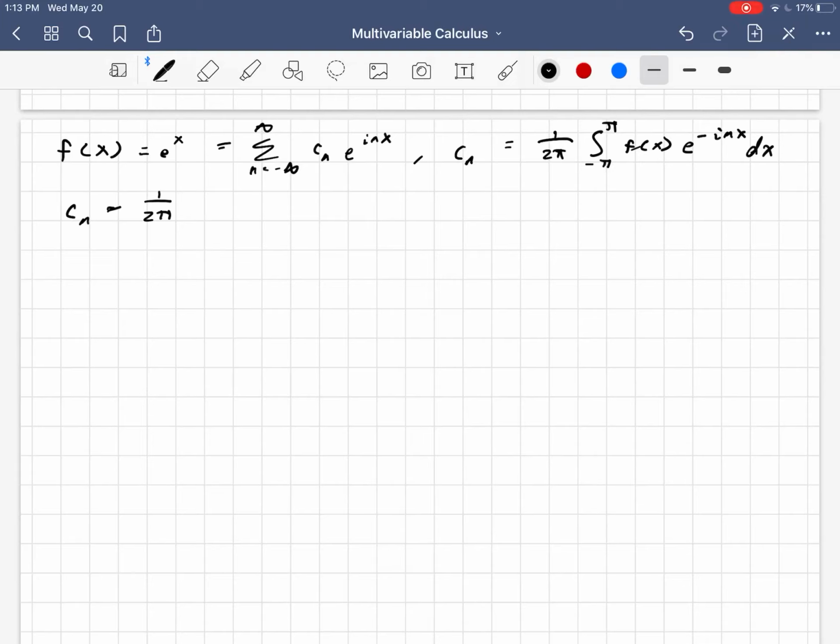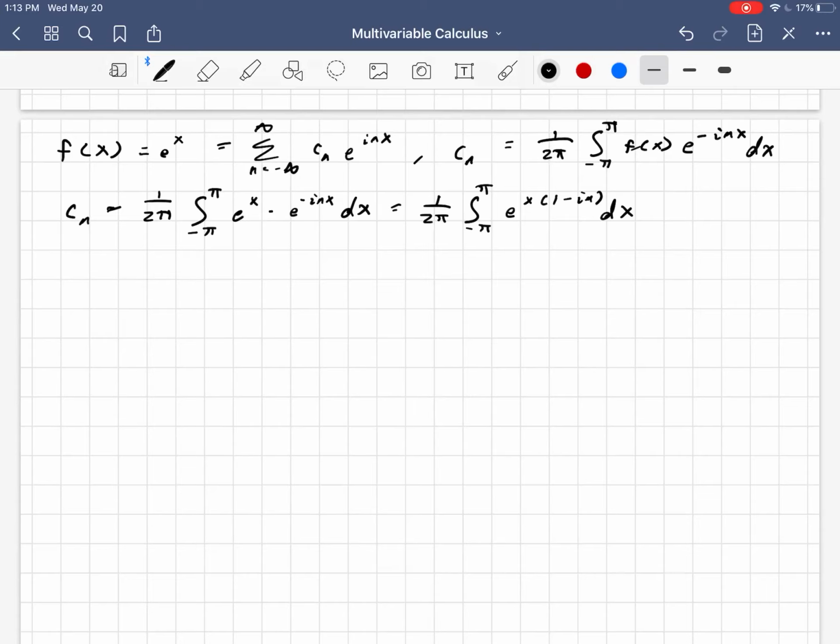So c sub n is 1 over 2 pi times the integral from negative pi to pi of f of x, which is e to the x times e to the negative i n x dx. And I can write that as 1 over 2 pi, integral from negative pi to pi of e to the x times 1 minus i n dx.